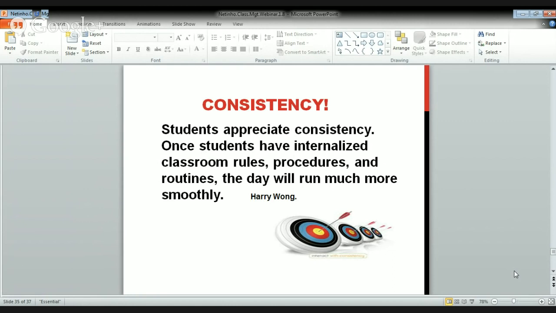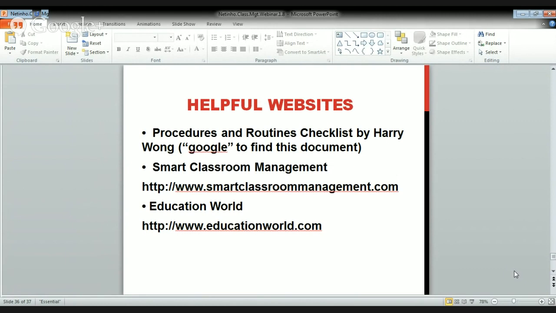Before I leave you, can we go to the next slide, please? I have here a few helpful websites. I've reiterated Procedures and Routines Checklist by Harry Wong. It's actually a document. I suggest signing up, if you can, to Smart Classroom Management. You can sign up to this website and you will get an email about once a week, and it will have a sample scenario. I often, in trainings where I have more time, do scenarios with my participants, and they will give you a scenario of a student behavior and what to do in that situation and what not to do. And then the last one is Education World.